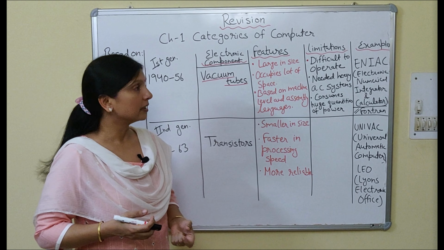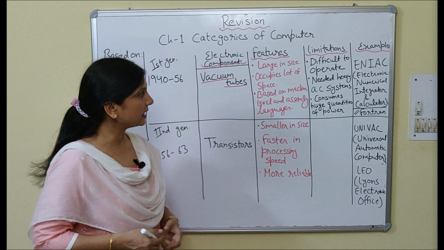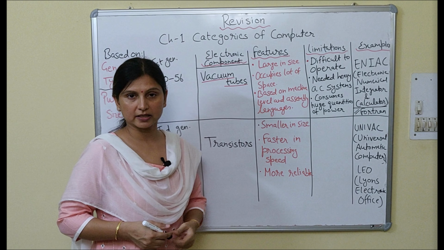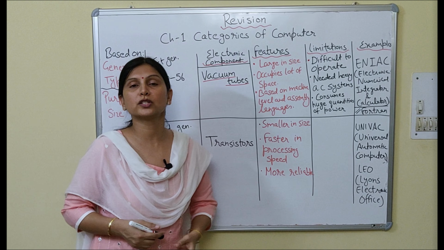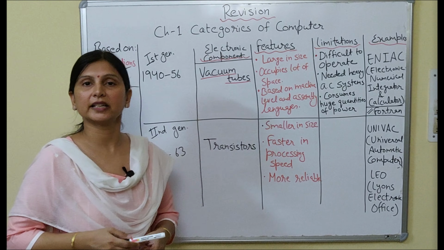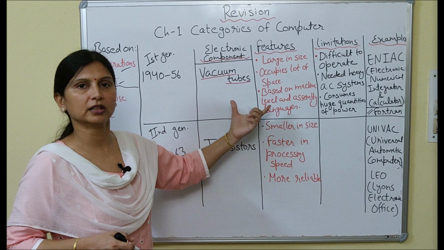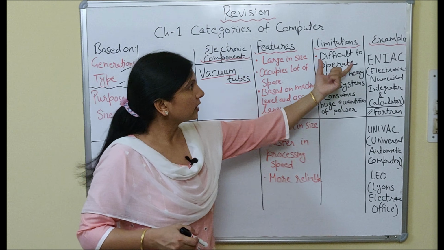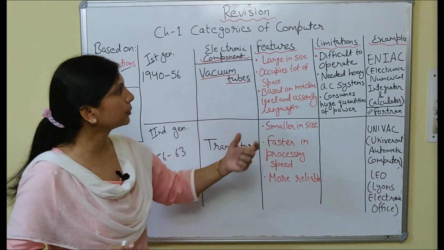Computers occupied a lot of space, and were based on machine level and assembly languages. The computers which we used in first generation were based on machine level language and assembly languages. So all these we have to memorize, we have to learn that. Now come to the limitations. So what were the limitations of first generation computer?